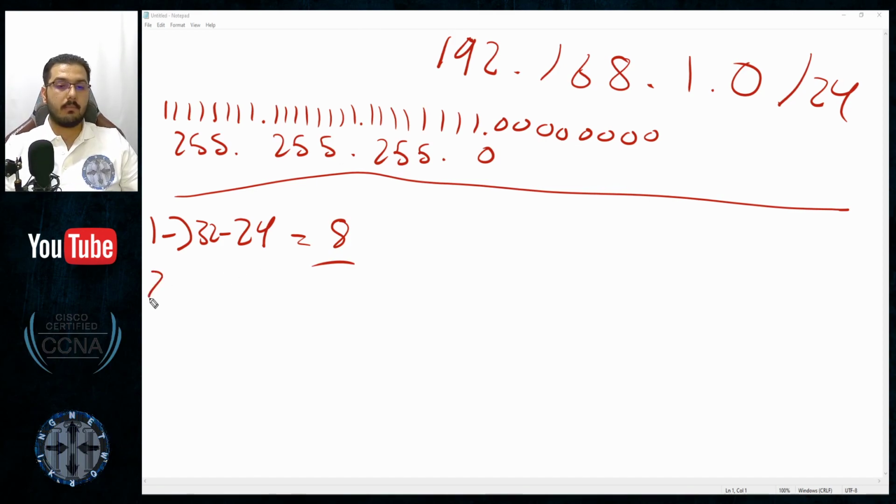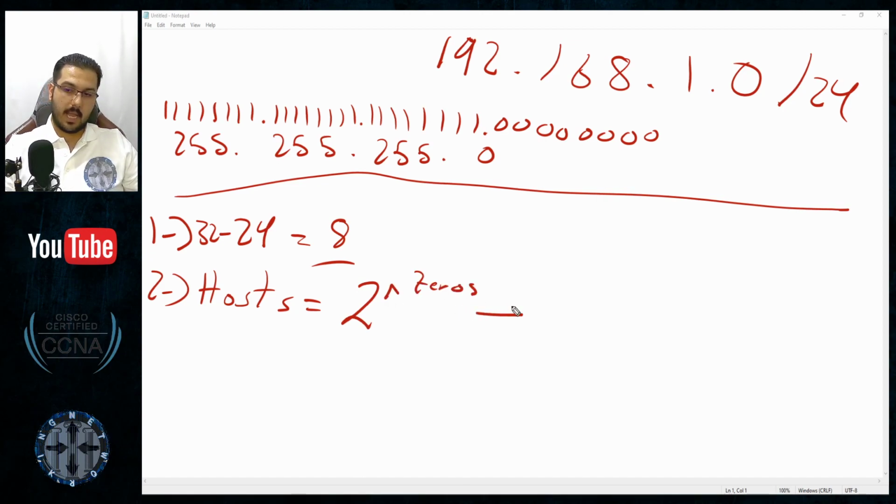Okay. Step number 2, this is based on 2 to the power of, just like we have seen, 2 to the power of a number. And we have a rule here that says when you want to know the number of hosts that participate in the same broadcast domain, you need a mathematical rule of 2 to the power of the zeros that you have. And that will lead me to 2 to the power of 8, because I have 8 zeros in this subnet mask, and that will equal 256, if I remember that correctly.